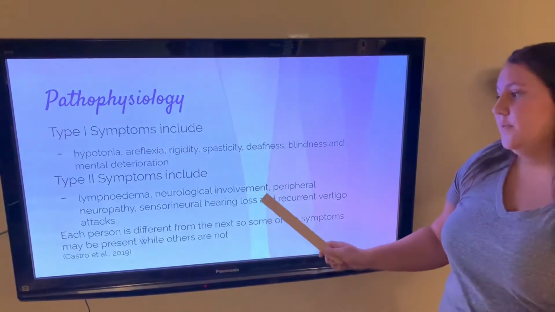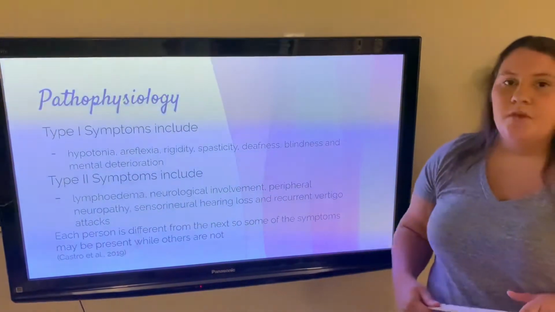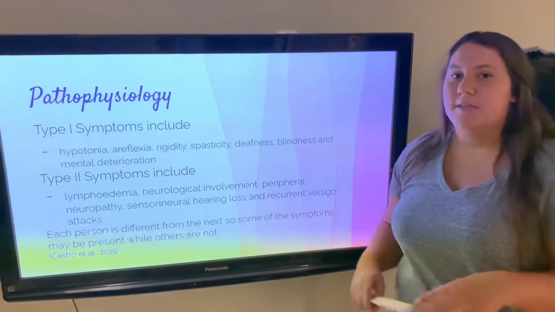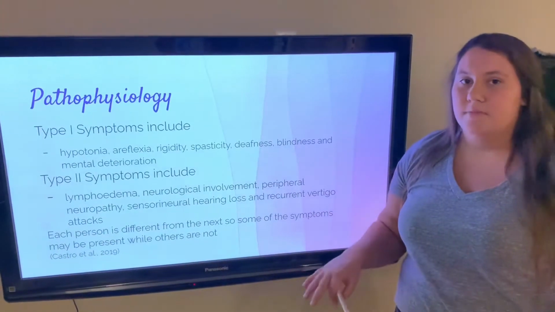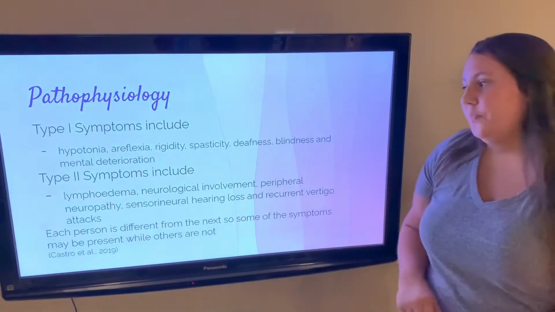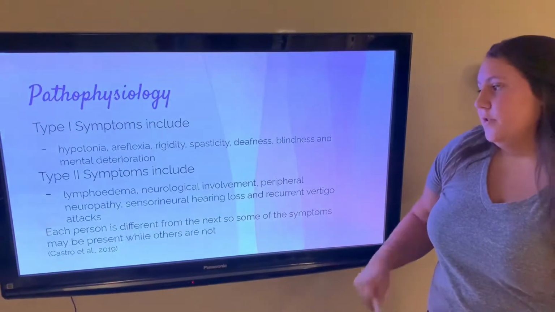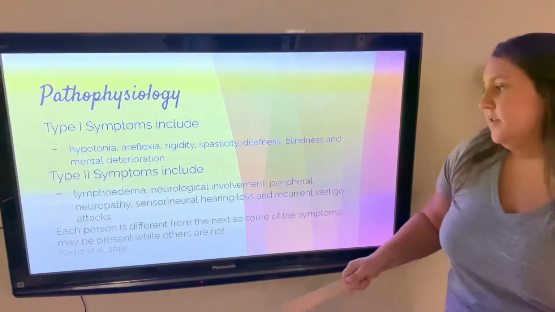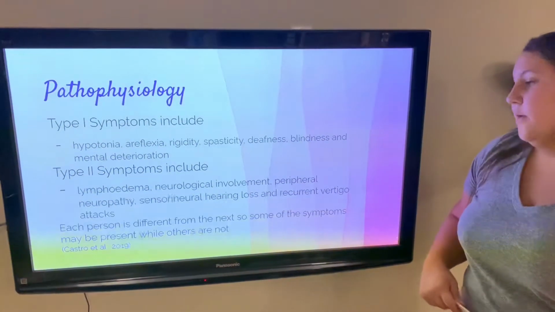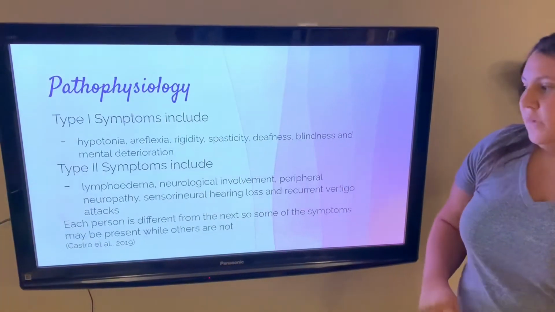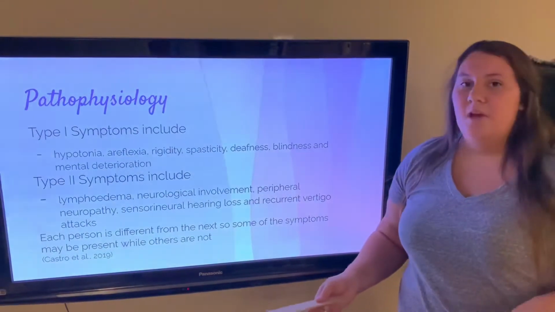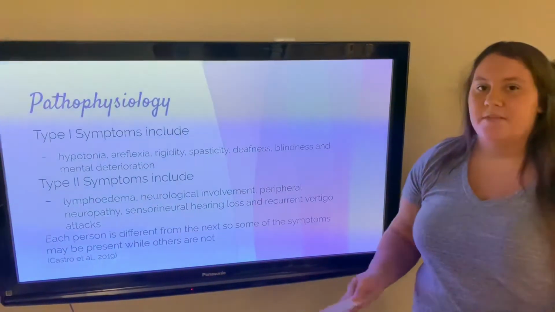Type 2 symptoms include lymphedema, which is the swelling which occurs typically in your upper extremities and your lower extremities, like arms, hands, and feet and legs. And it includes neurological involvement, peripheral neuropathy, sensorineural hearing loss, and recurrent vertigo attacks. Each person is different from the next, so some of the symptoms may be present while others aren't, and it just varies from person to person.